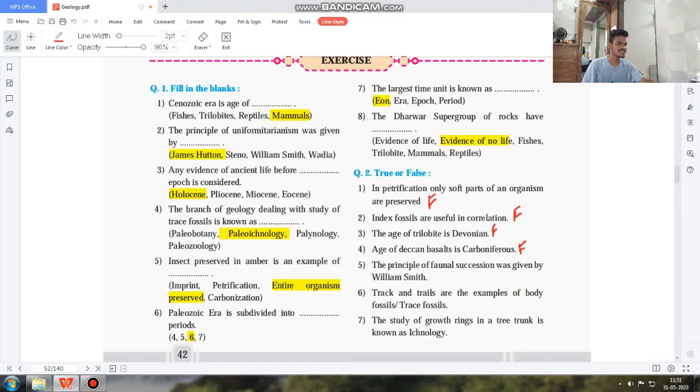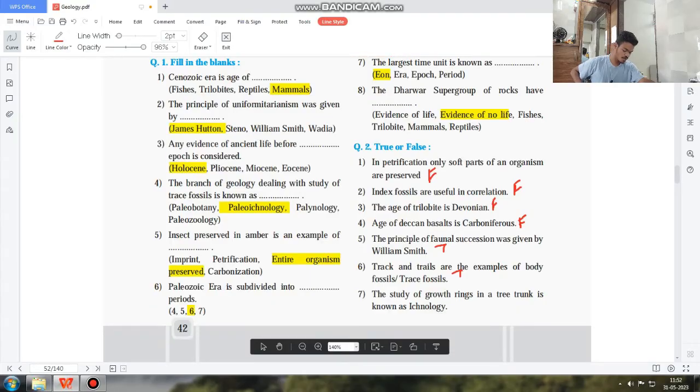It is not Cretaceous. The principle of faunal succession is given by William Smith, through track and trace example of trace fossils. Okay, this is the last one. The study of growth rings in a tree trunk is known as ichnology. No, it's wrong. It's a very difficult word actually. I'll write it basically.